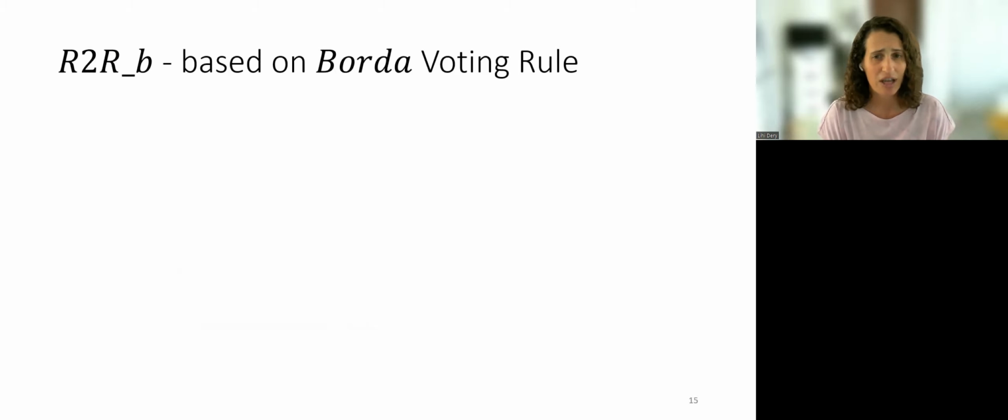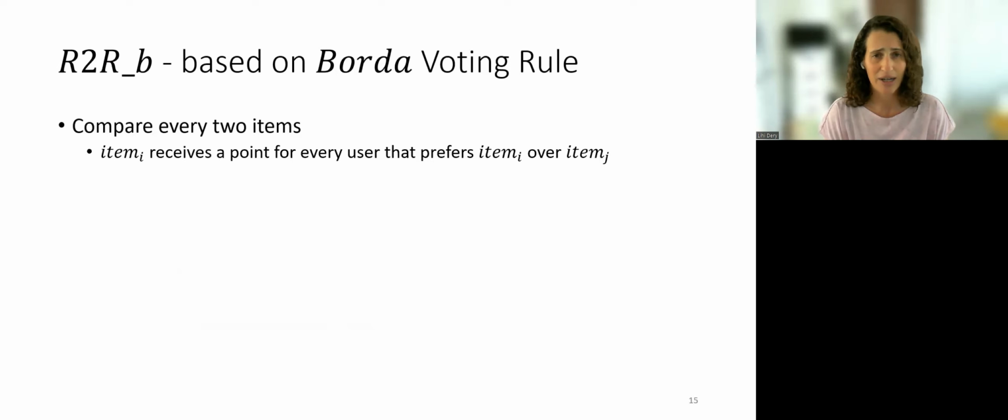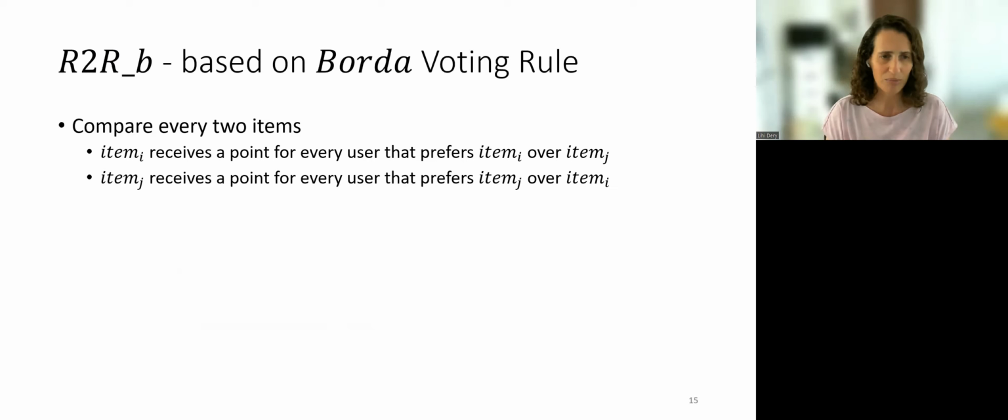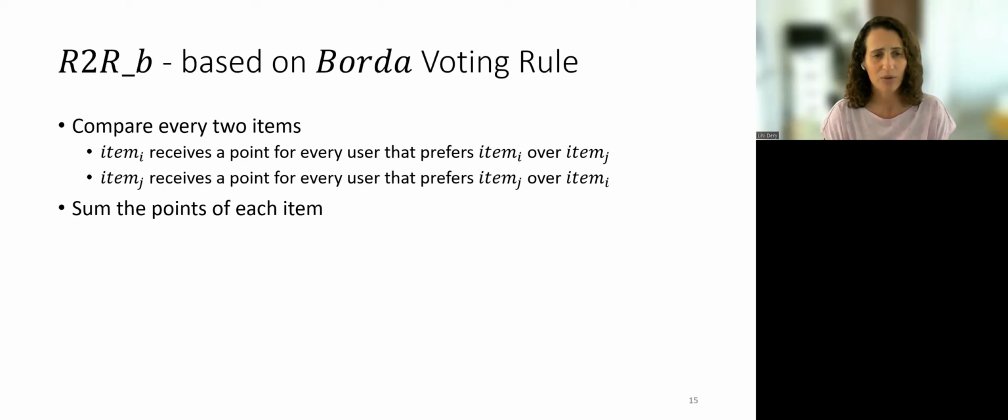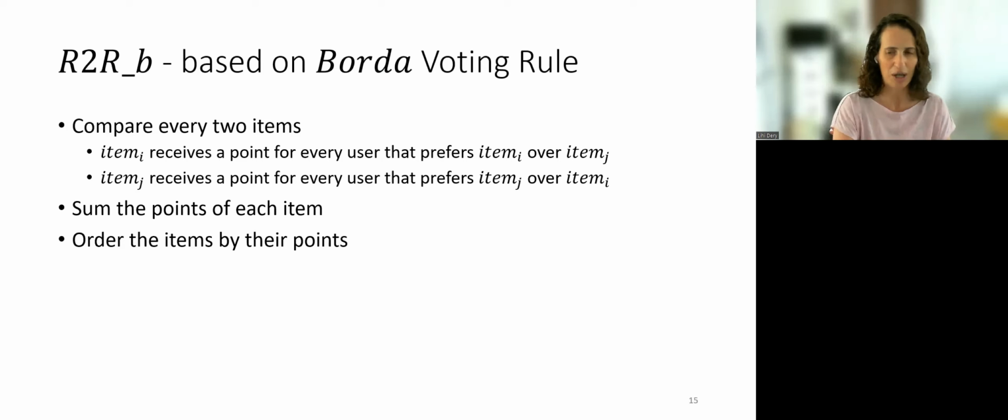So the idea is that we compare every 2 items. And item I receives a point for every user that prefers item I over item J. And item J receives a point for every user that prefers item J over item I. And we sum the points of each item, and we order the items by their points. This was invented by Borda in the 18th century.